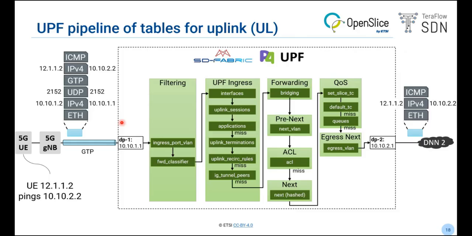It enters the UPF pipeline, which is in this case implemented in P4 via the SD-Fabric, and undergoes all these tables in P4, as you see them linked with arrows, before it reaches the egress part towards the data network. I'm not going to go into details. I'm happy to take those details tomorrow in our presentation in the booth. But you see that there are a lot of tables being involved here for filtering the traffic, doing the ingress functionality of the UPF, forwarding, routing, even quality of service, access control. So lots of them.